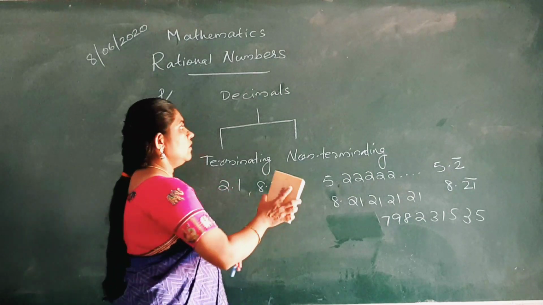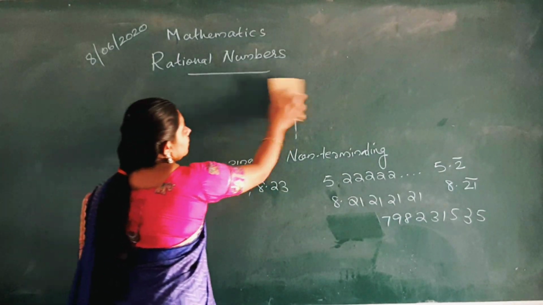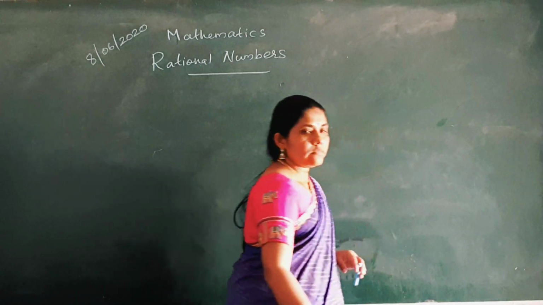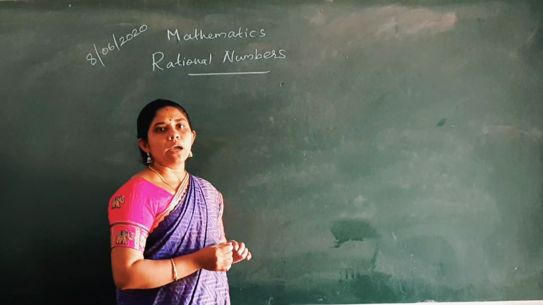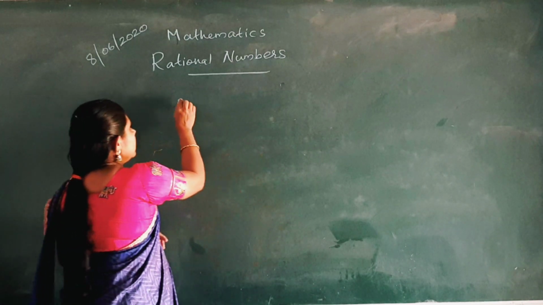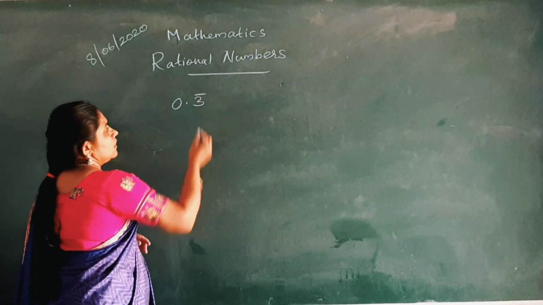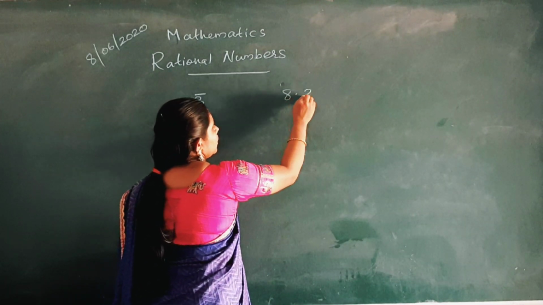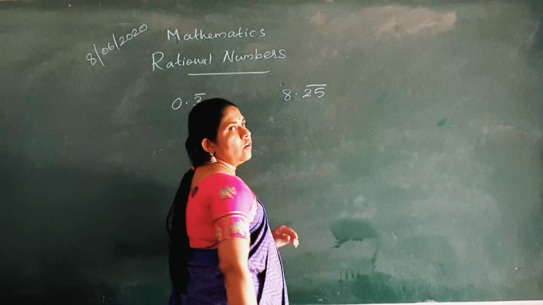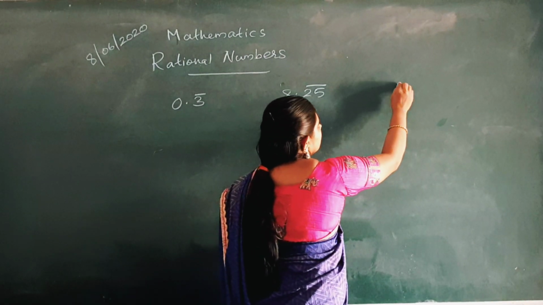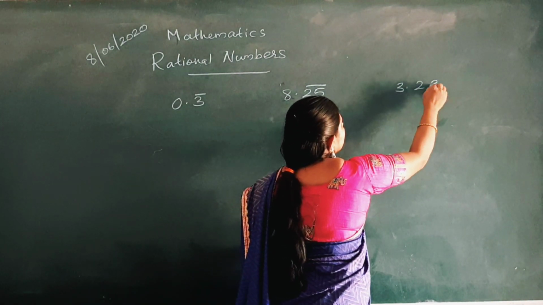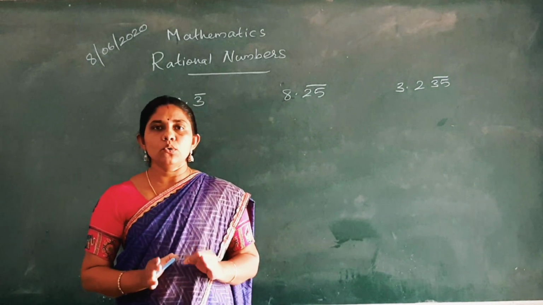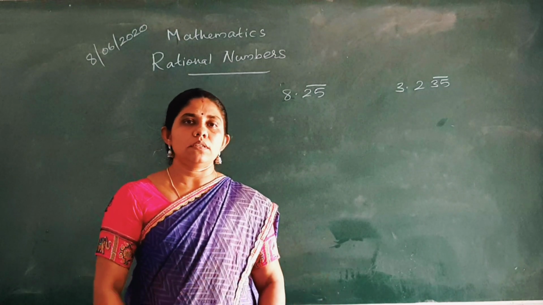Now we are going to learn how to convert repeating decimals into P by Q form. I will give you examples: 0.3 with a bar, another example 8.25 with a bar, and one more example 3.235. These three questions we will do in three different methods.